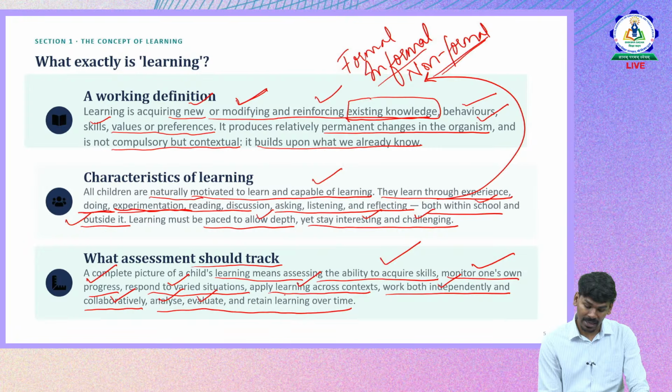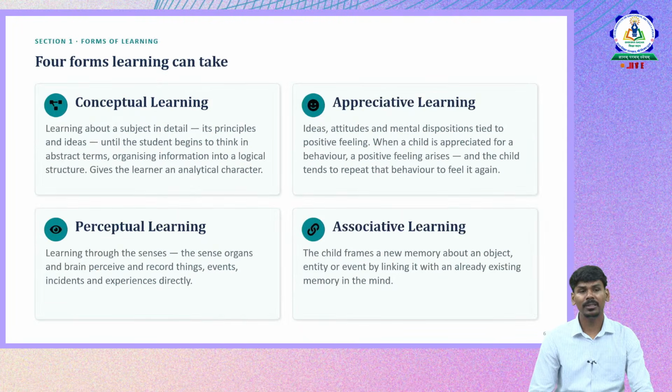Also, retain learning over a period of time. This learning should not just fall off. Retaining learning over a period of time does not happen when rote memorization is done. You have just memorized content or information for writing it down in the examination. It is not learned, not understood. So it will not be retained over a period of time. Moving ahead, let us look into the 4 forms of learning.